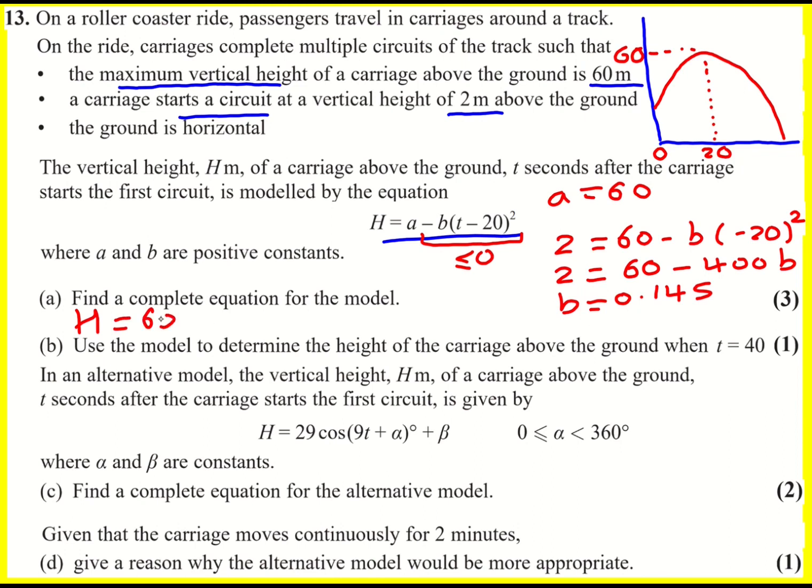which gives us our complete equation. h equals 60 minus 0.145 (t minus 20) squared.